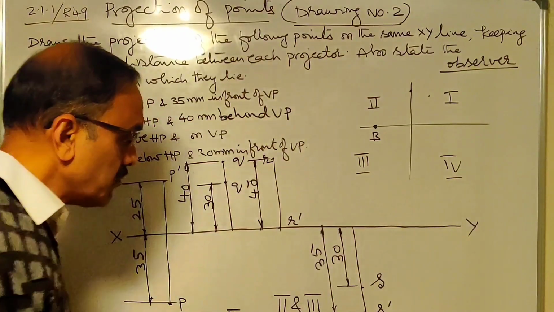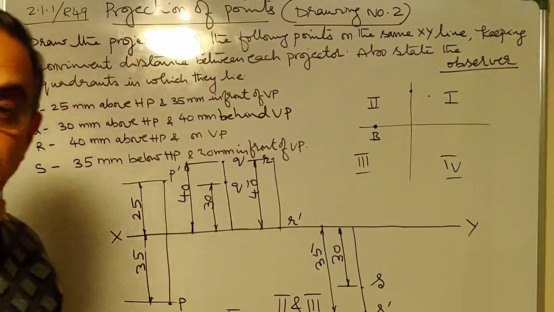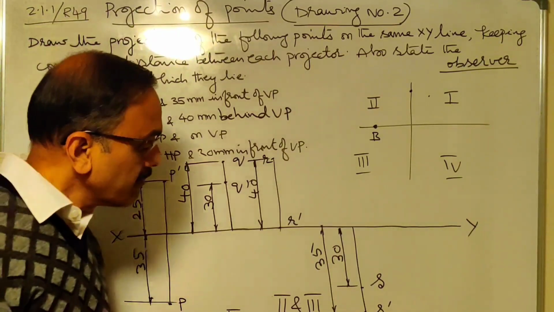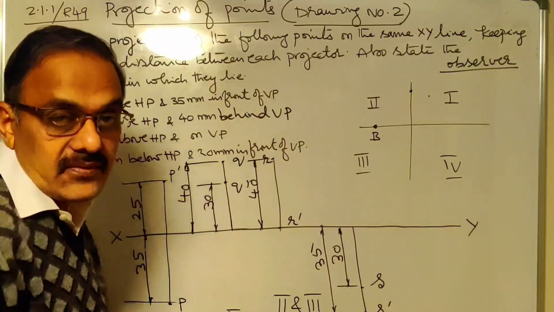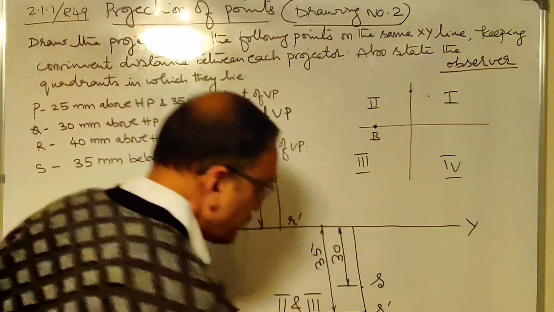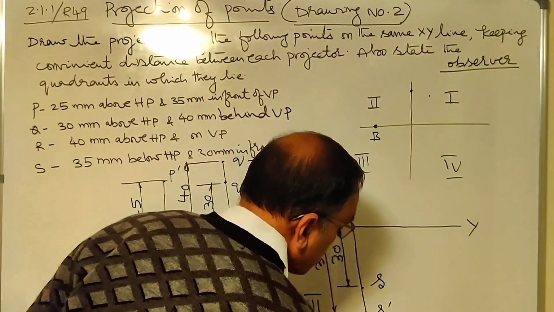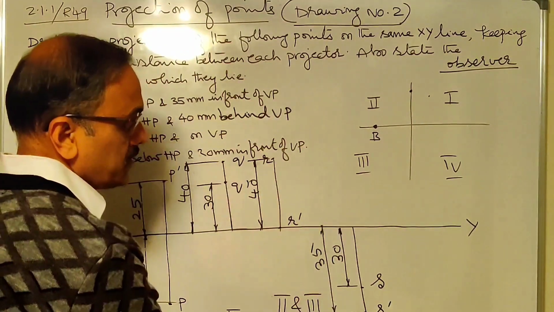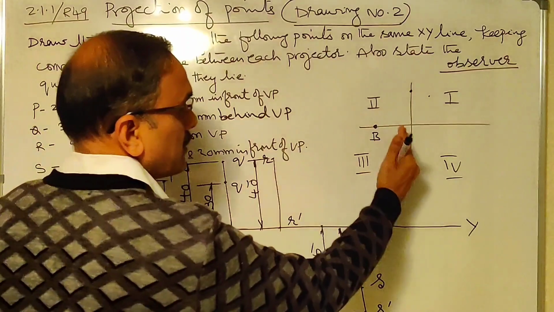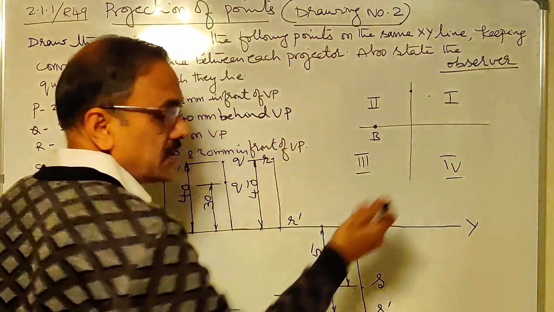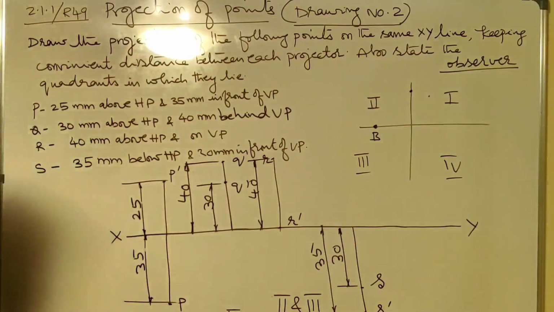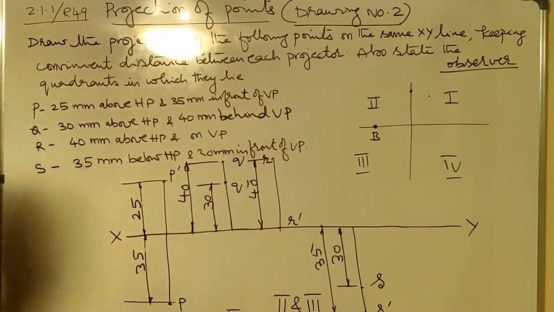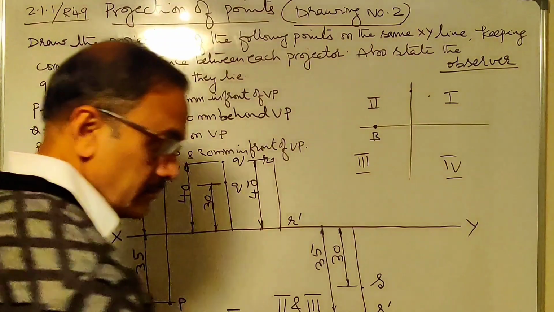So as soon as you see both the top and front views are lying on the same XY line, on the same side of XY line, and they are below XY line, this is the fourth quadrant. The point is in front of VP and below HP. So this is the fourth quadrant. In front of VP and below HP is the fourth quadrant. So that is about problem number 1 of drawing number 2.